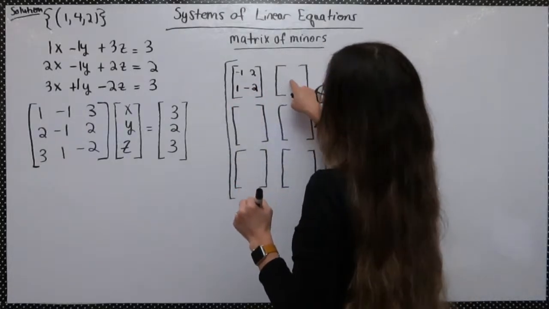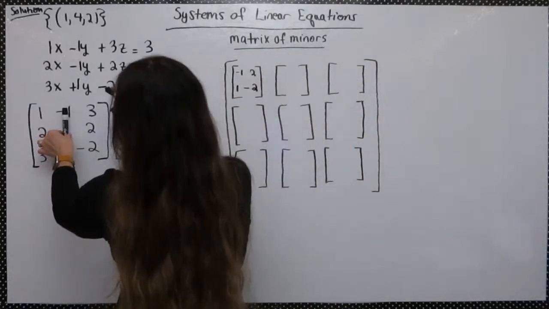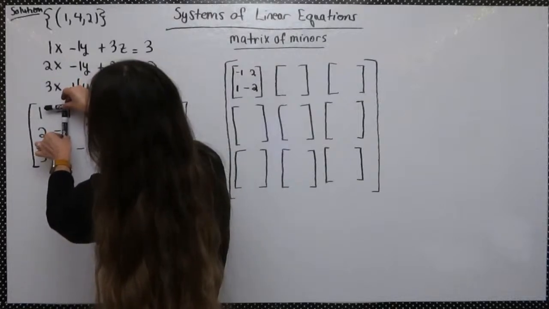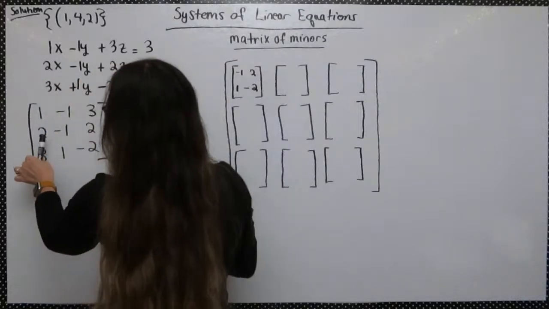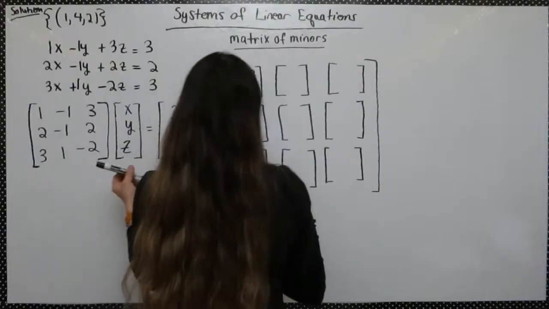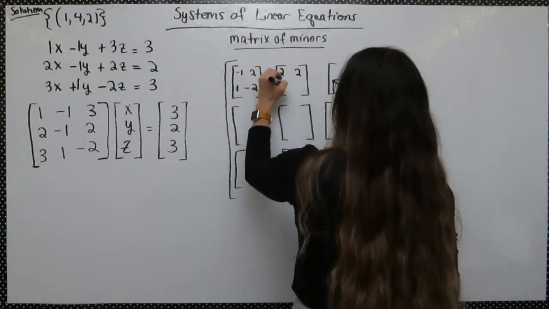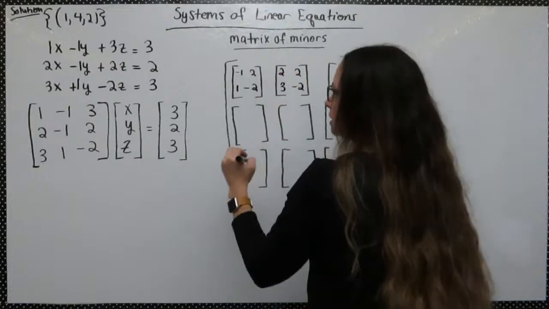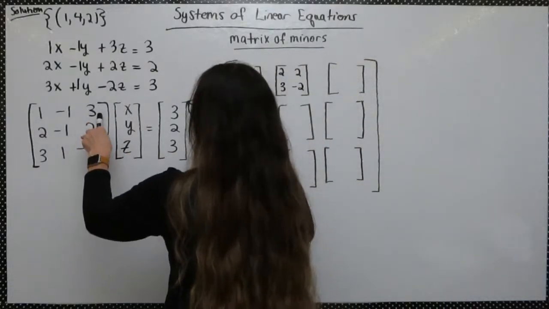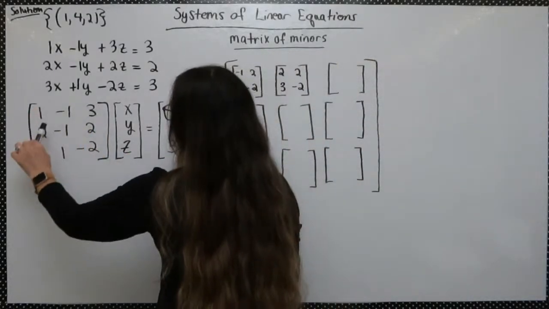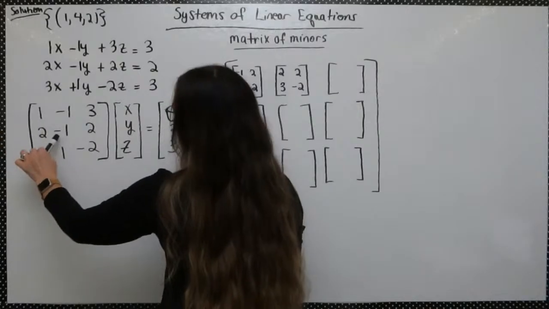And then we'll do this position next. So we're going to hide the middle row or middle column and first row. And I'm going to get 2, 2, 3, -2. And then we'll do this one more time with this position. So it's going to be these four numbers, 2, -1, 3, 1.